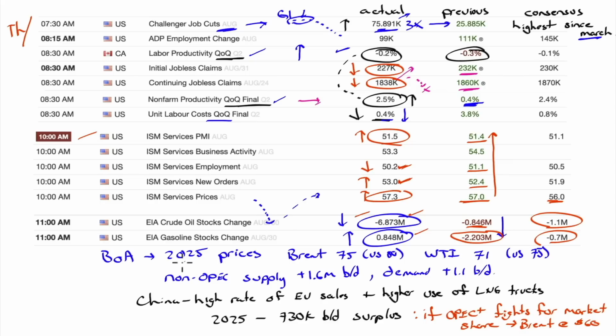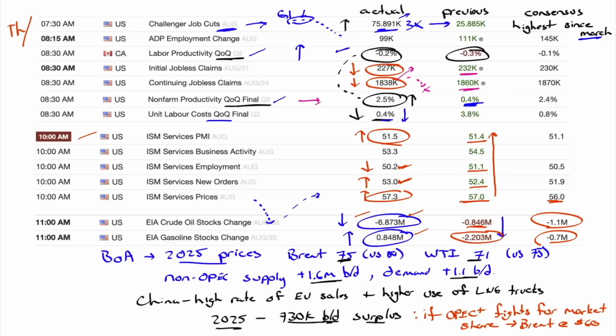Bank of America forecasting out 2025 prices, Brent 75 and WTI 71, which is not so bad. Non-OPEC supply will be up 1.6 million barrels per day in 2025, and demand only up 1.1 million barrels per day, which suggests that we would have a build in global oil stocks going on, and that is what they are predicting for 2025, 730,000 barrels per day surplus.